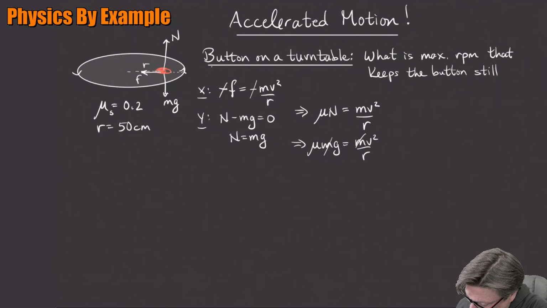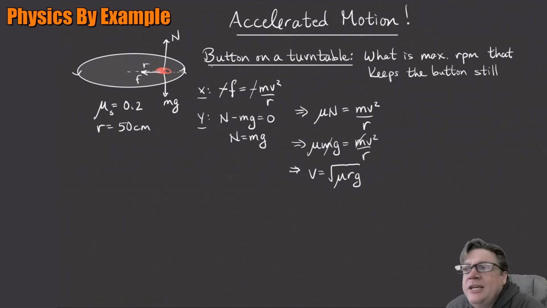All right, so I'm looking for rotation rate. So what I'm going to need to solve for first is v. How fast can this thing go? And the v is just going to be the square root of mu r g. Let's see. That's going to be 0.2. g is 10. r is 50 centimeters, that's a half a meter. So it's half of 10, that's 5, times 0.2 is 1. Oh, goodness. So this is 1 meter per second. Neat.